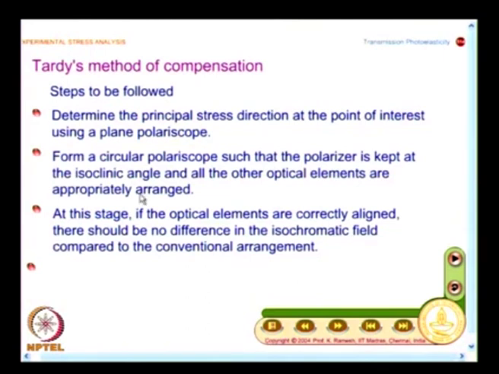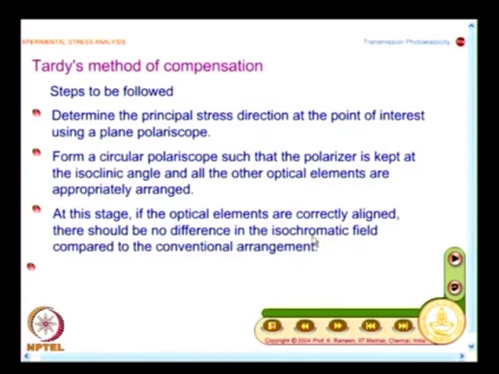The second step is I have to form a circular polariscope such that the polarizer is kept at the isoclinic angle and all the other optical elements are appropriately arranged. And if you do not align the elements properly, there would be distortion in the isochromatic field.